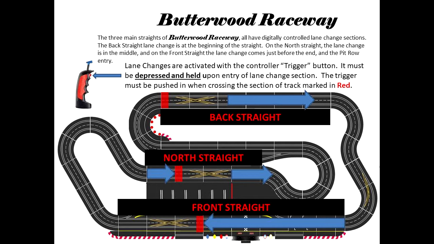To make a lane change, lane changes are activated with the controller trigger button. It must be depressed and held upon entry of the lane change section. The trigger must be pushed in when crossing the section of track marked here in the red highlight.